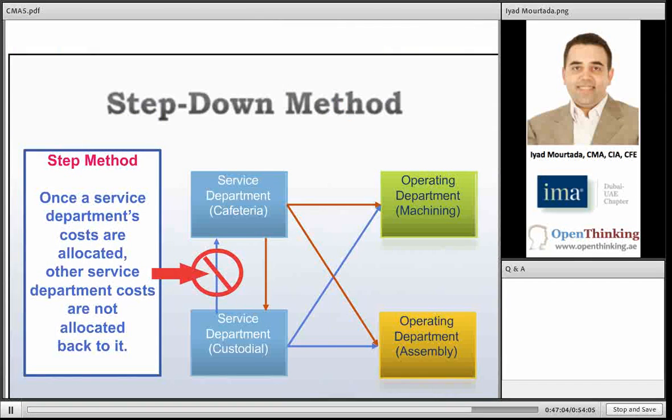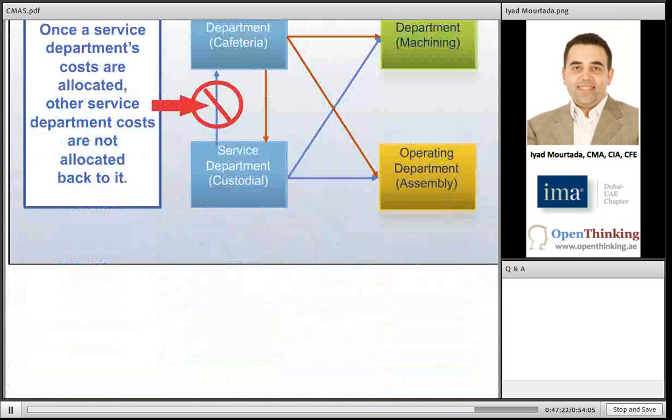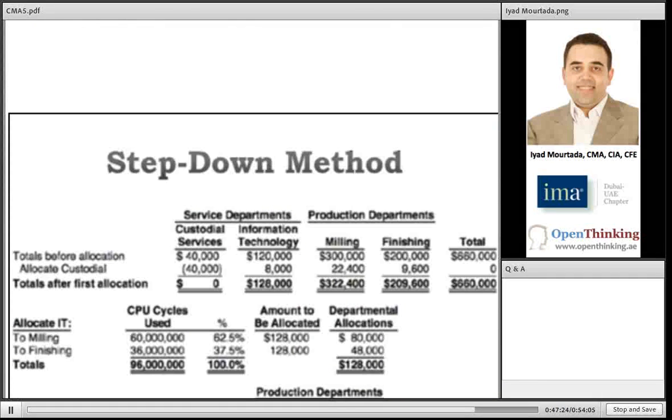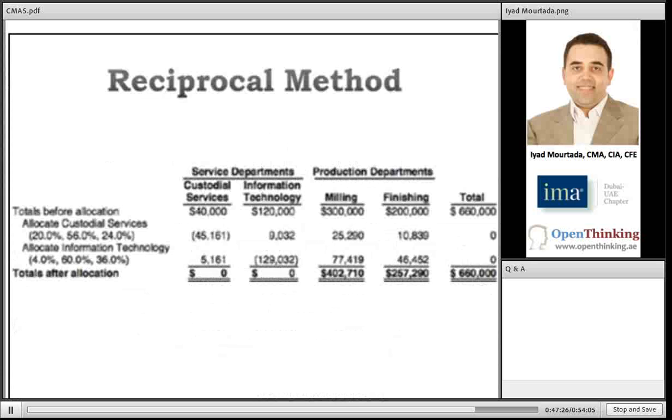We have the step-down method. With the step-down method, we look at the service department that's providing the most services to all the other service departments. First, we allocate the cost from that department to the other service departments and to the operating departments, and then we allocate the cost from the smaller service department to all the operating departments, ignoring the allocation back. So this is the step-down method.